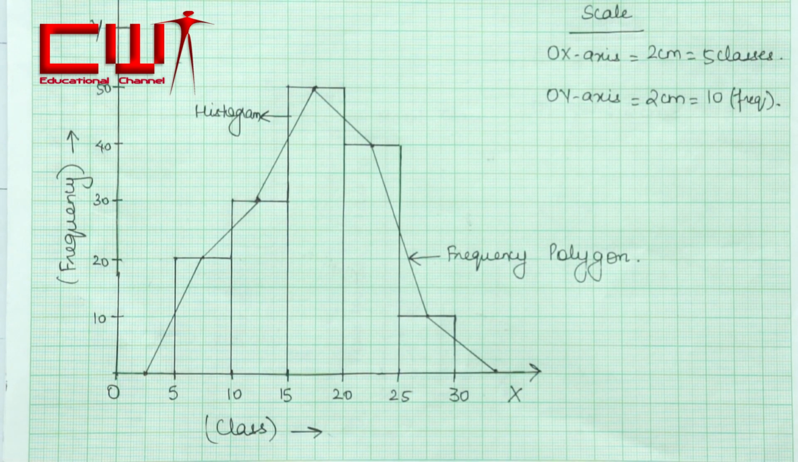So that was a simple question where you just have to make the histogram, and after drawing a histogram you have to make a frequency polygon curve. The next question will be where you have to make a frequency curve but without the help of a histogram. Let's move on to the second question, that is making a frequency curve without the help of a histogram.